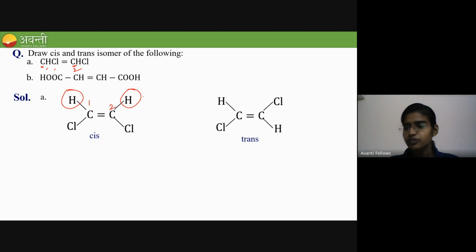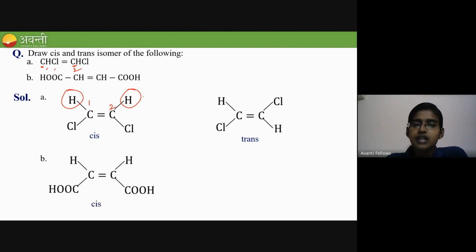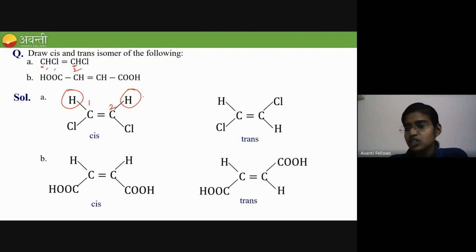Fine. What about the second compound? Will the second compound exhibit cis-trans isomerism? Yes or no? Yes. Very good. The answer is yes. So hydrogen is one group and COOH is the other group. If they are on the same side, it is cis, and if they are on the opposite side, it is trans. That's all. Very simple, right?